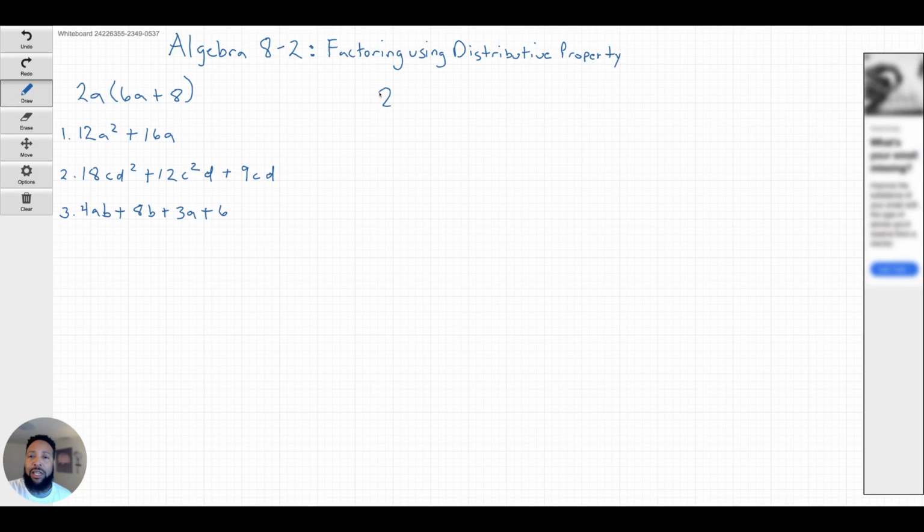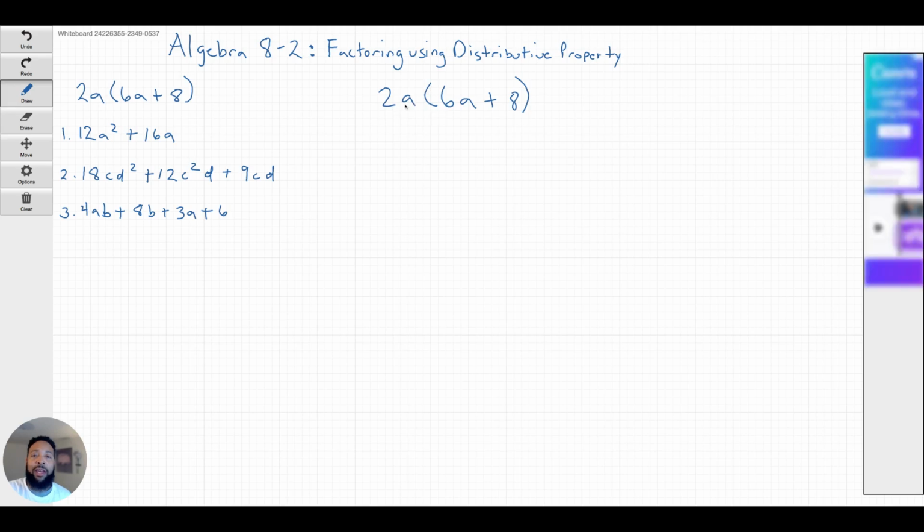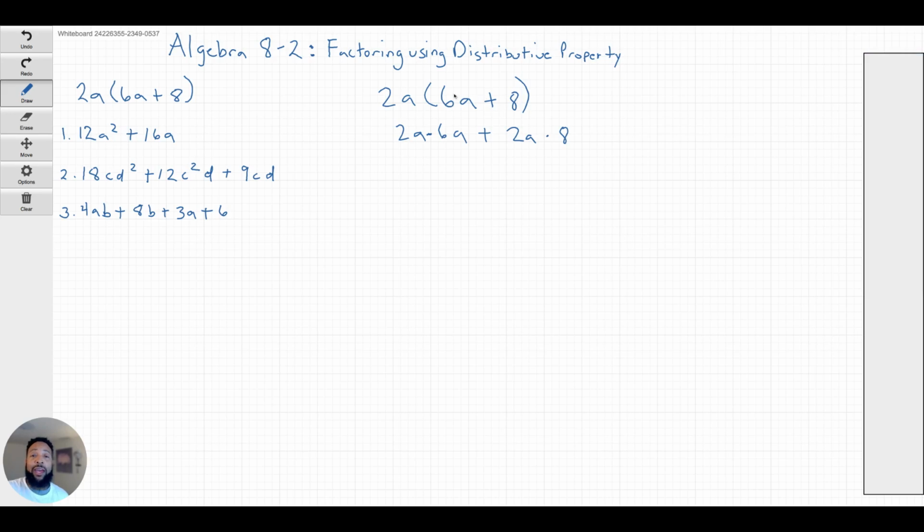So say, for instance, you have 2a multiplied by 6a plus 8 in parentheses. You automatically assume that this is multiplication when you have, say, a number and then another number in parentheses. So we have this 2a times 6a plus 8. The distributive property works as when we're multiplying the 2a by what's in parentheses, we're going to multiply 2a times 6a plus 2a times the 8. So we've basically distributed the 2a throughout the problem.